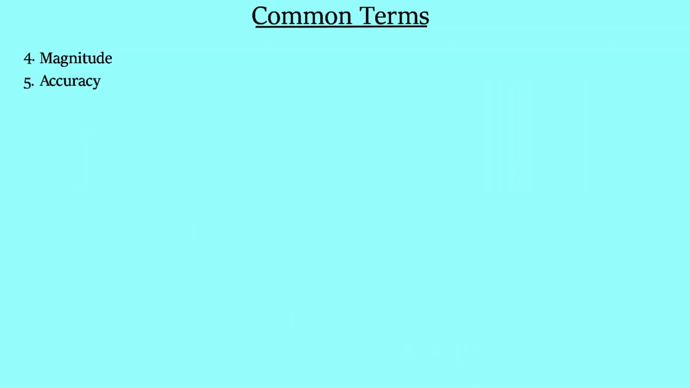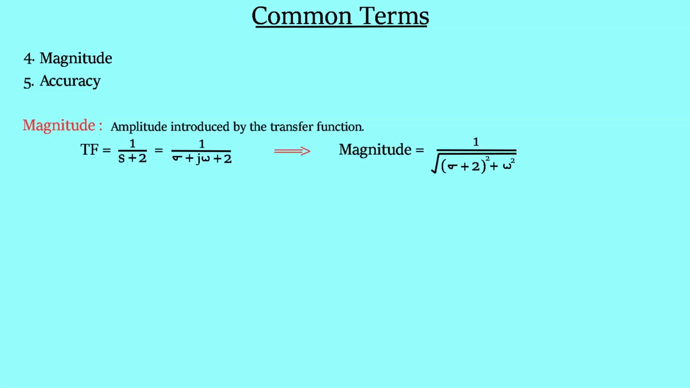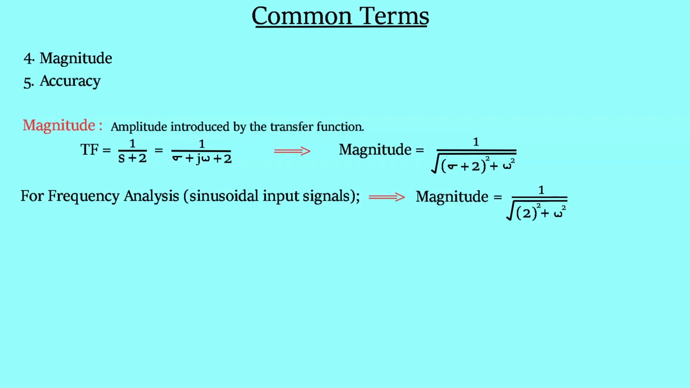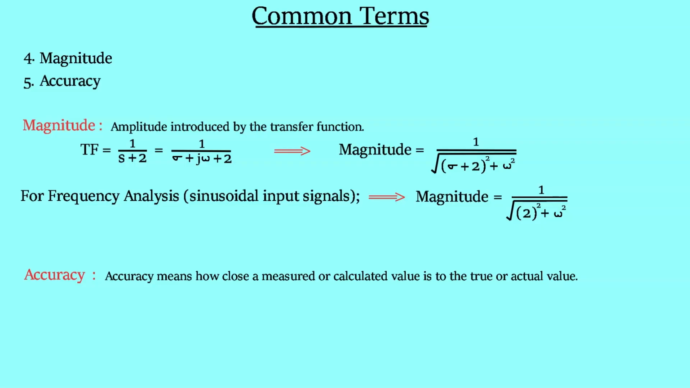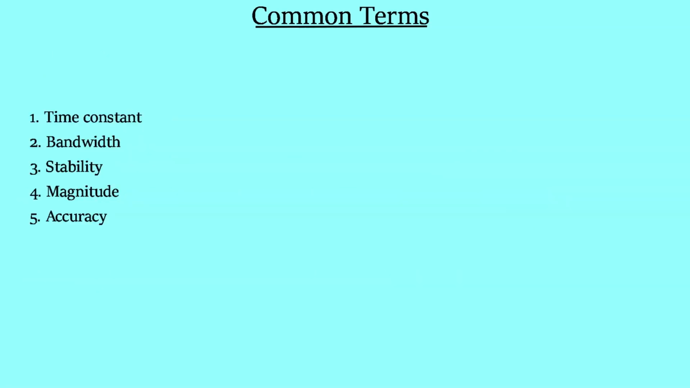The other two terms are magnitude and accuracy. Magnitude is simply the amplitude of the transfer function, which can be easily found, and for frequency analysis, we ignore the damping factor. Accuracy means how close a measured or calculated value is to the true or actual value. We have seen these five terms, and all these terms will come again in future.